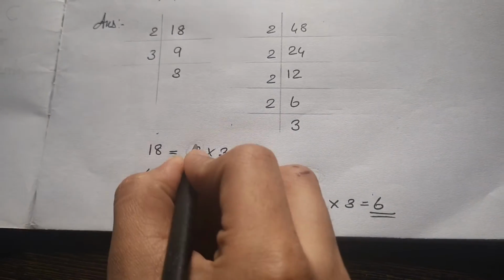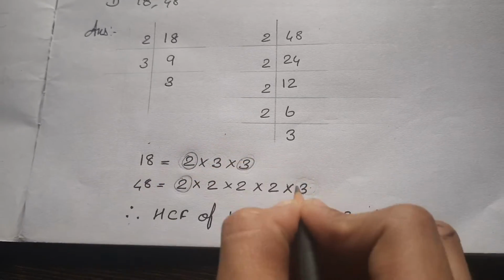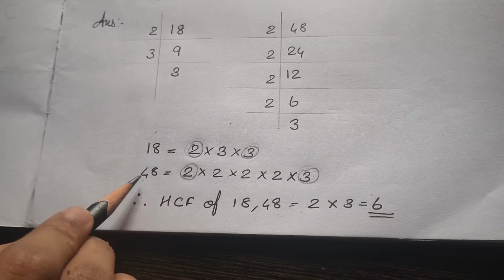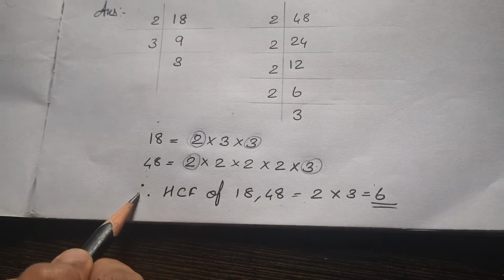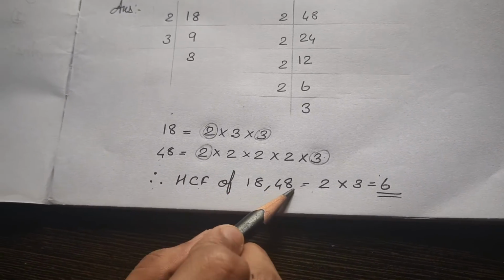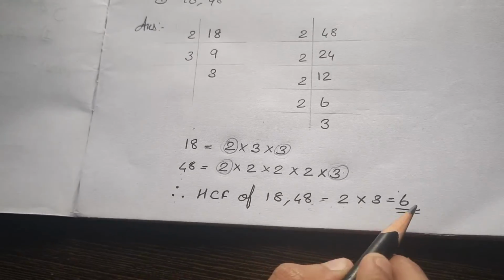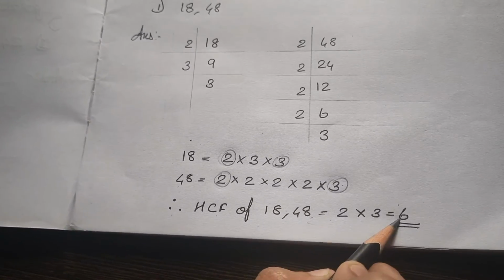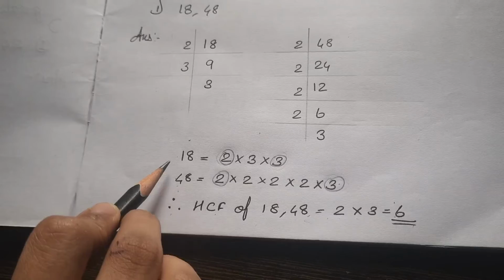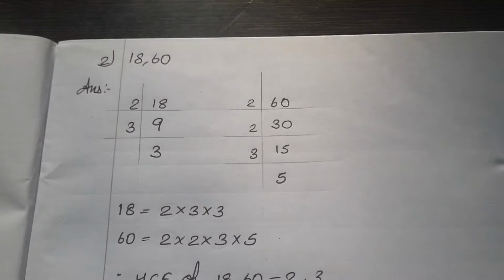So here, 2 and 3 are the common factors of these two numbers, 18 and 48. Therefore, HCF of 18 and 48 is equal to 2 and 3, which is equal to 2 into 3 is equal to 6. Therefore, 6 is the HCF of these two numbers, 18 and 48.